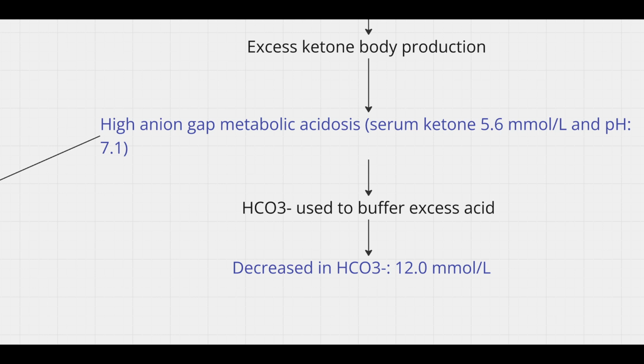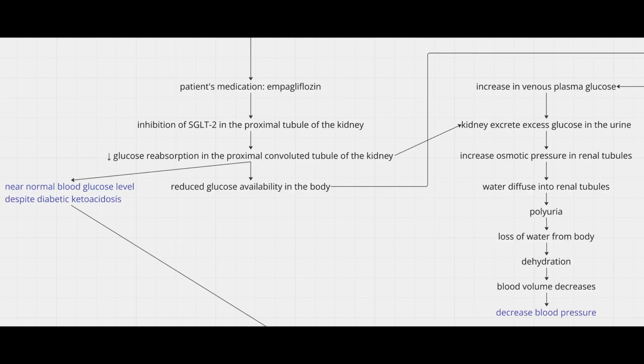The excess ketones cause high anion gap metabolic acidosis, with serum ketone levels reaching 5.6 millimole per liter and pH dropping to 7.1. To compensate, bicarbonate is used to buffer excess acid, leading to a decrease in bicarbonate levels to 12 millimole per liter. Patient is on empagliflozin, which inhibits SGLT2 in the proximal tubule of the kidney. This leads to decreased glucose reabsorption, causing excess glucose excretion in the urine. As a result, glucose availability in the body decreases, leading to near-normal blood glucose level despite ongoing diabetic ketoacidosis.